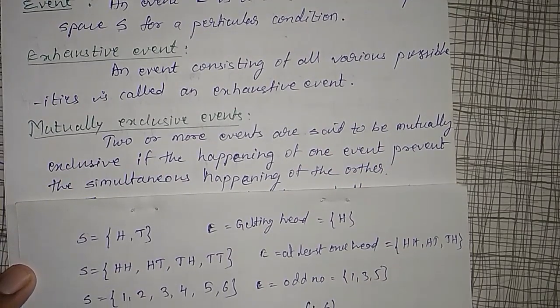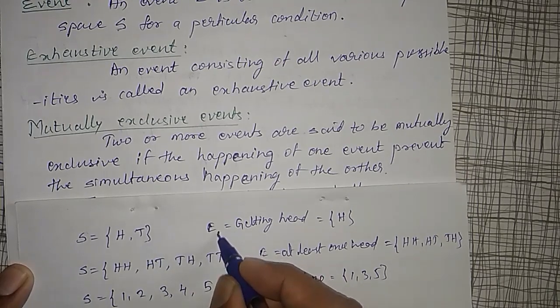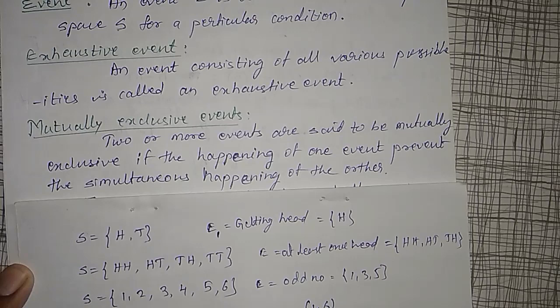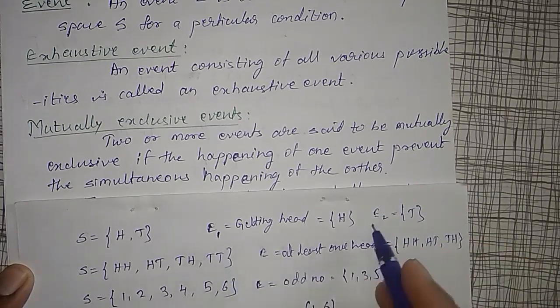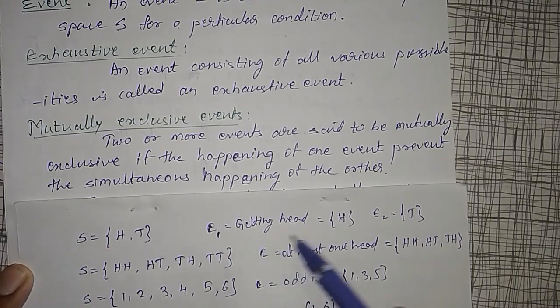Like that, mutually exclusive events. Two or more events are said to be mutually exclusive if the happening of one event prevents the simultaneous happening of the other. In a single toss of a coin I have defined one event E1, which I will call getting one head, and E2 I will define as tail. Therefore E1 and E2 are not depending on each other. The happening of E1 and the happening of E2 prevent each other, therefore they are known as mutually exclusive.